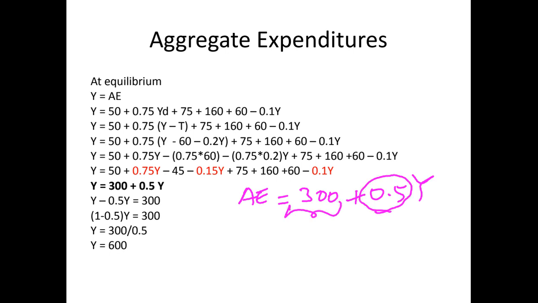This is not MPC, marginal propensity to consume. This is not marginal propensity to import. This is not marginal tax rate. This is not marginal propensity to save. It has a different name. This is called marginal propensity to expend, MPE. So MPE is nothing but the coefficient of Y in the aggregate expenditure function. So in the aggregate expenditure function, the coefficient of income is called marginal propensity to expend. Let's go to the next slide.